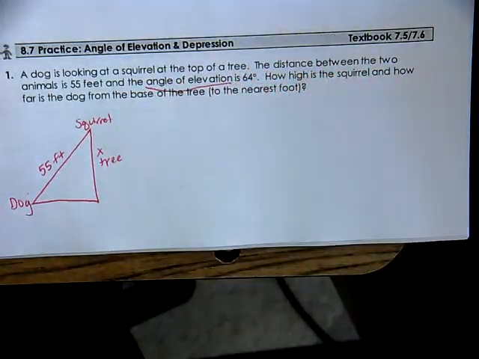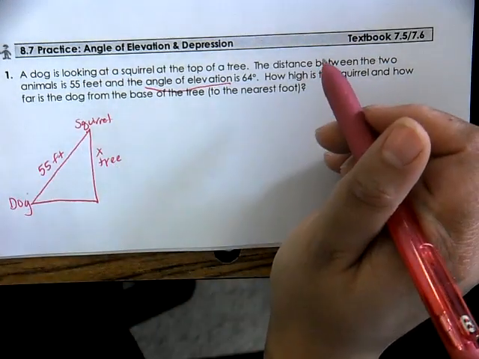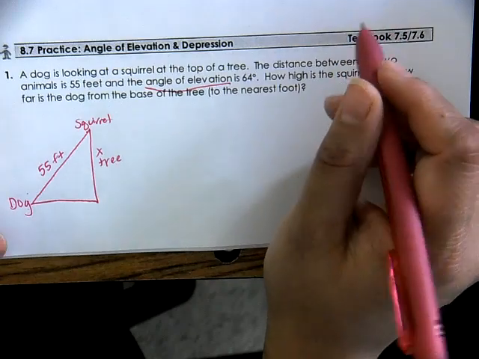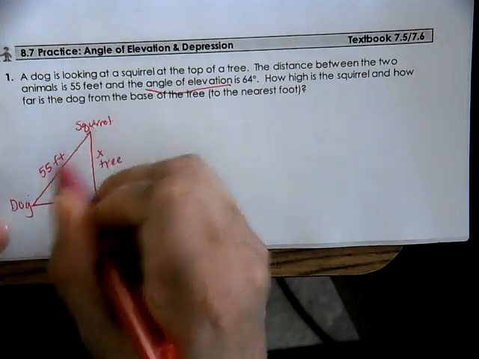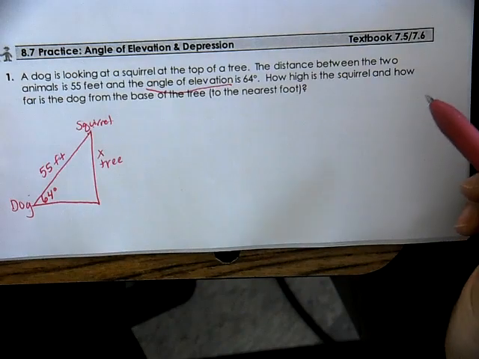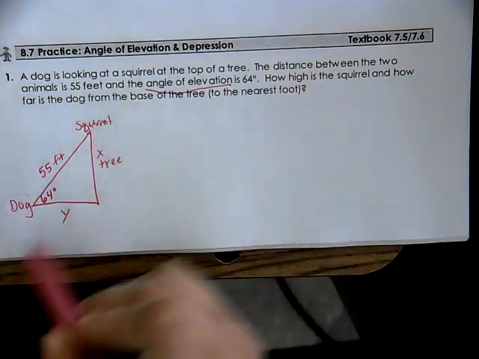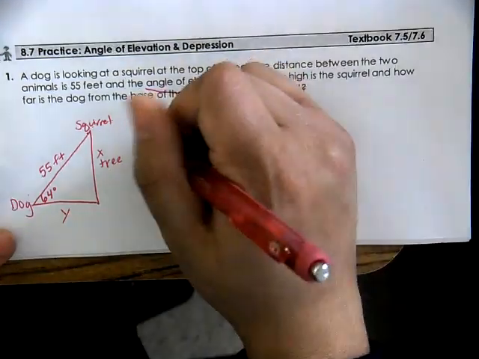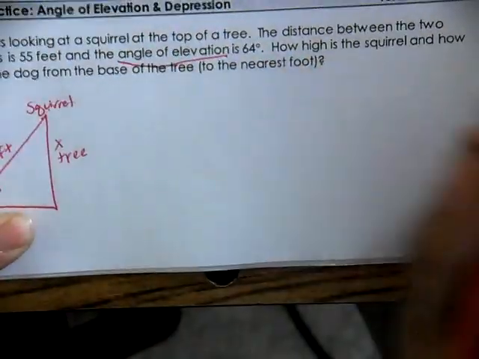Angle of elevation is when you look up at something, because a dog is looking up here. And remember that all angles of elevation and depression are measured from the horizontal line. Well, here's a horizontal line, and this is the dog looking up. So this angle down here is 64 degrees. How high is the squirrel? So this is going to be that X we're looking for. And how far is the dog from the base of the tree? We're eventually going to find both X and Y, but you want to start with one of them. So ignore that Y for a second, and let's work with finding X first.